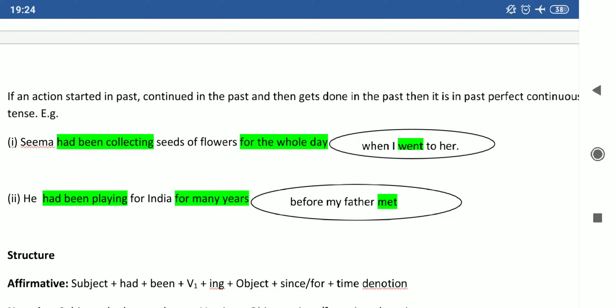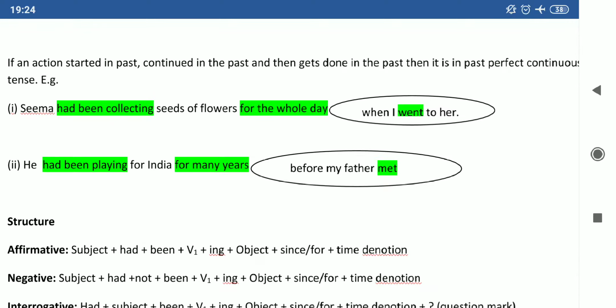When do you use past perfect continuous? When a work started in past and at some time it was still going on. I'll try to explain with the example. As you can see in the example, Seema had been collecting seeds of flowers for the whole day when I went to her. So here it's really important that you are told about the time when that particular action was going on.